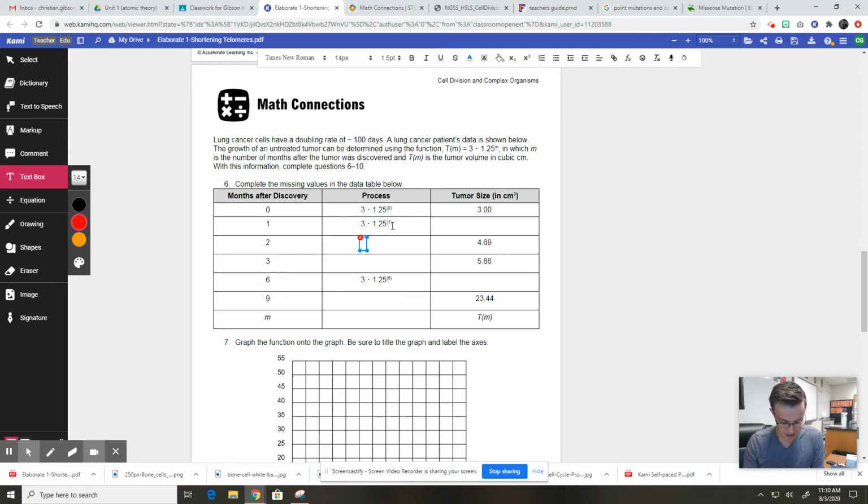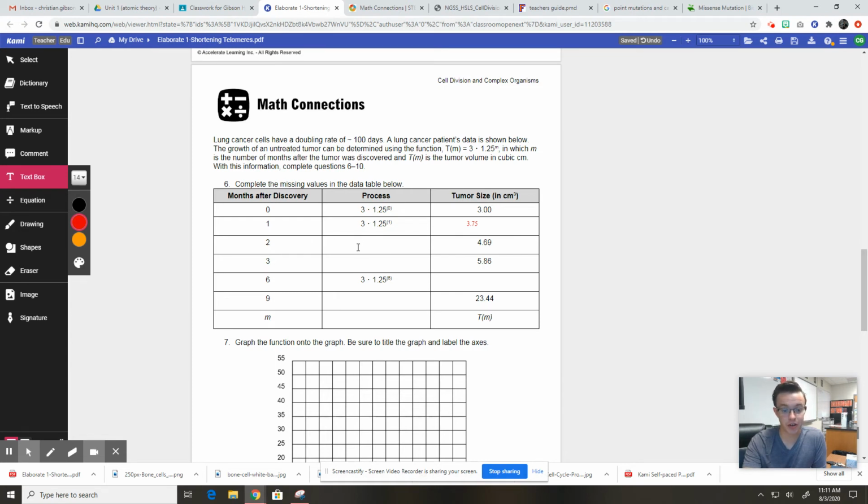So let's open our calculators up. We've got 1.25 raised to the first power times 3. And if I get this wrong, feel free to email me and I'll correct it somehow. All right, so I'm still using red text. I'm not going to change it. It's all right. So that is 3.75. And our units are up here in cubic centimeters. So you see the tumor has gotten a little bit bigger by 0.75 cubic centimeters.